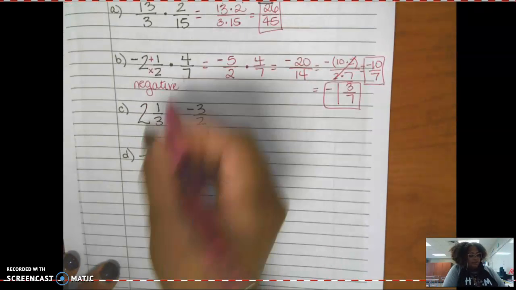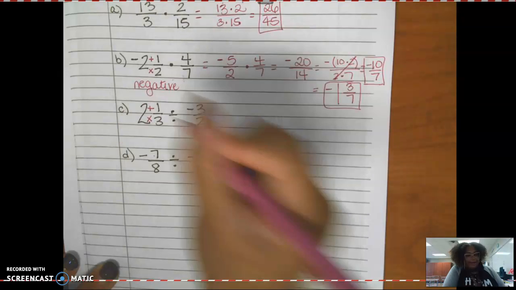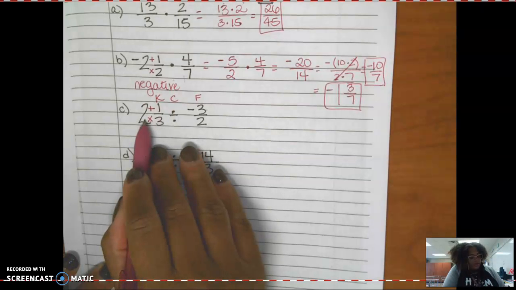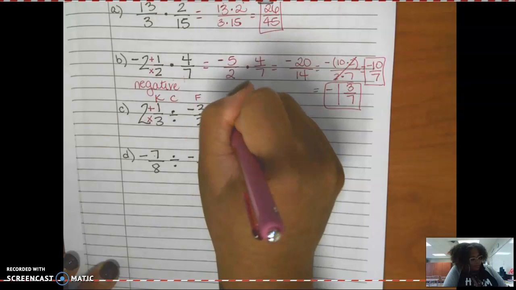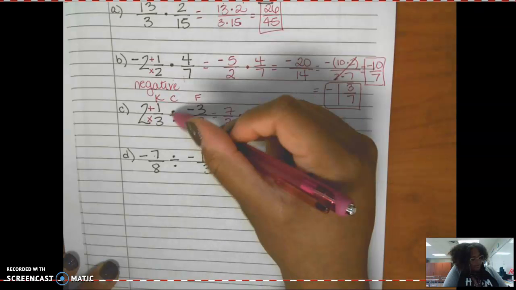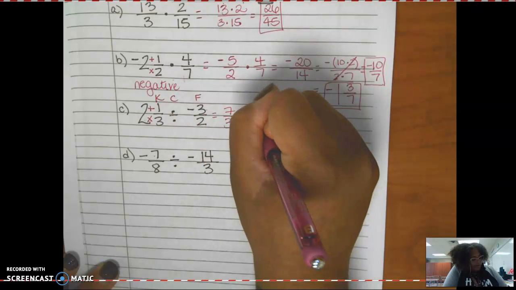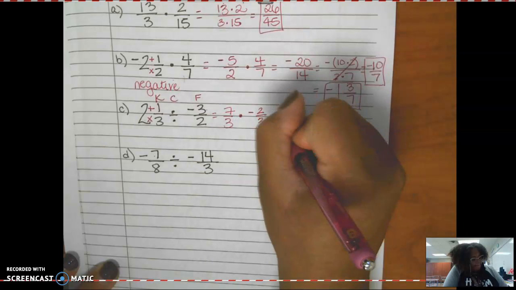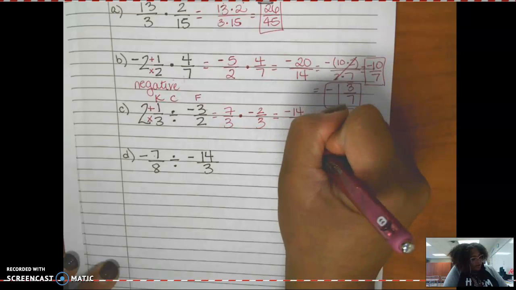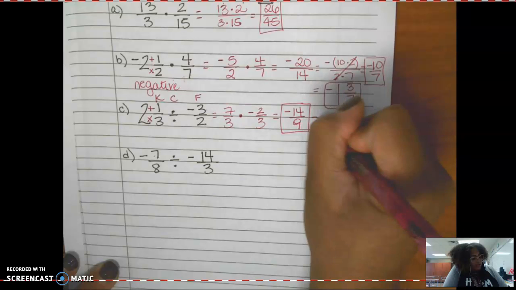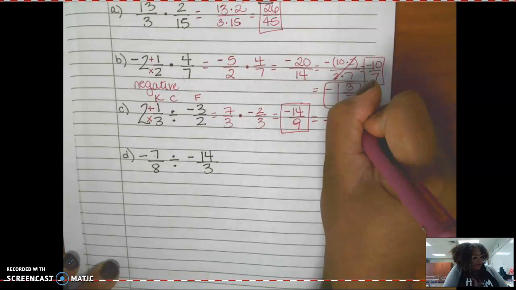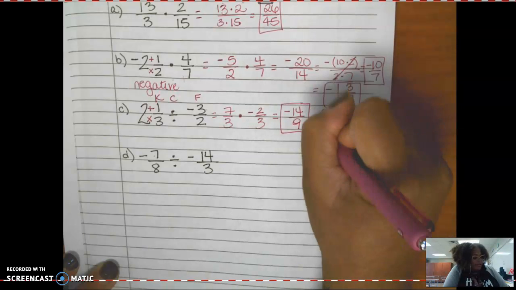Over here, I have to convert, and then I have to keep, change, flip. So 3 times 2 is 6, plus 1 is 7, over 3, times, change this, negative 2 over 3. Negative 2 times 7 is negative 14 over 9. This is one answer. And if I convert it to mixed number, 9 goes into 14 one time, and that would be negative 1, and then I would have 5 left over out of my 9s.